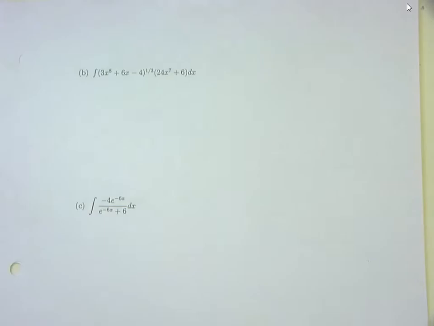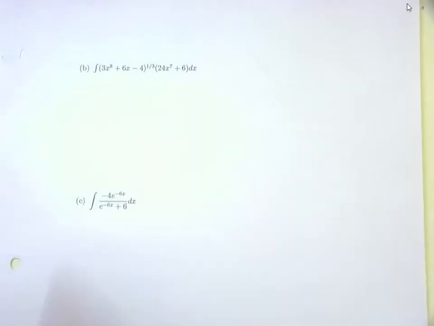Number 1, you're going to let u equal something inside parentheses. Since this is not a rule I have memorized, you should automatically think u-substitution. What am I going to let u equal to? Number 1, inside parentheses. Problem is, I got 2 sets of parentheses. Which one are you going to use? Typically, you let u equal the harder one, or the one with the biggest power. But in this problem, it's pretty obvious. You've got 3x to the 8th plus 6x minus 4 raised to the 1/3 power times the 24x to the 7th plus 6 dx.